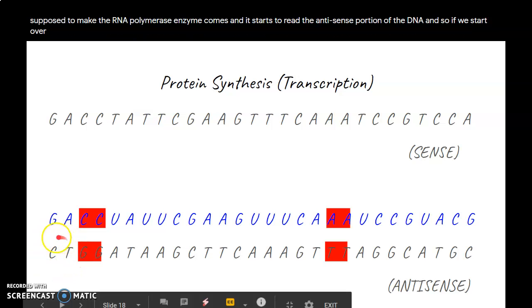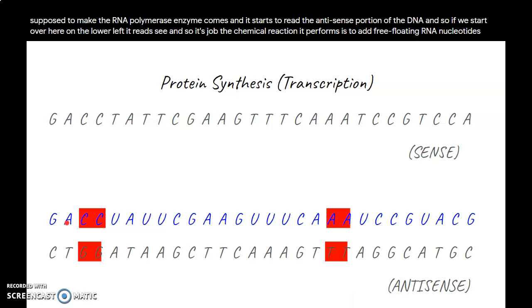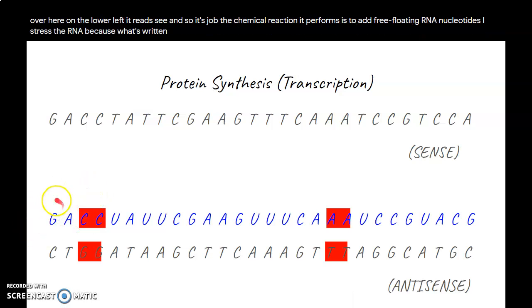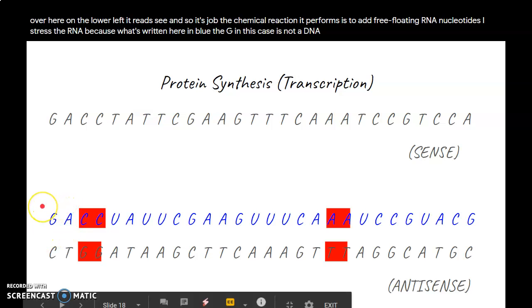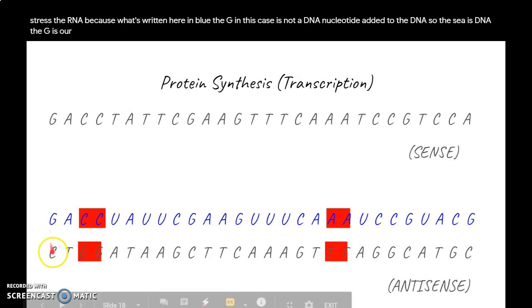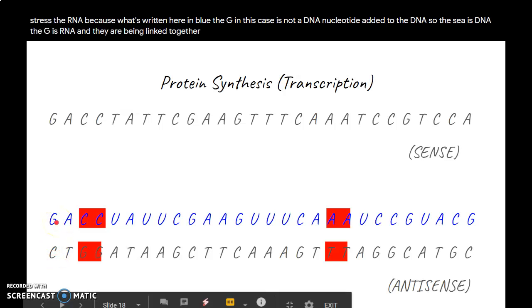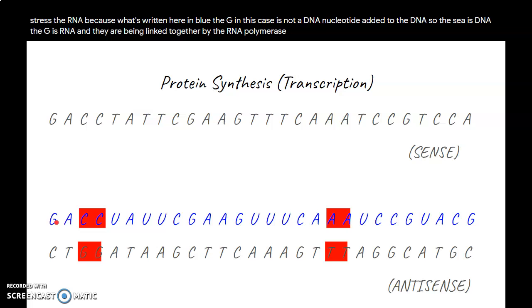And so if we start over here on the lower left, it reads C, and so its job, the chemical reaction it performs, is to add free-floating RNA nucleotides. I stress the RNA because what's written here in blue, the G in this case, is not a DNA nucleotide, it's an RNA nucleotide being added to the DNA. So the C is DNA, the G is RNA, and they are being linked together by the RNA polymerase enzyme.